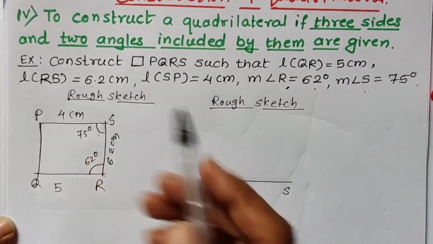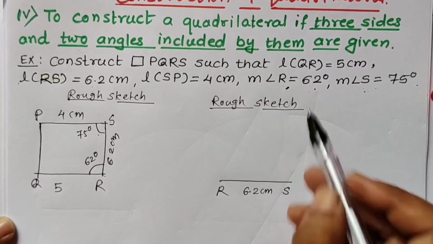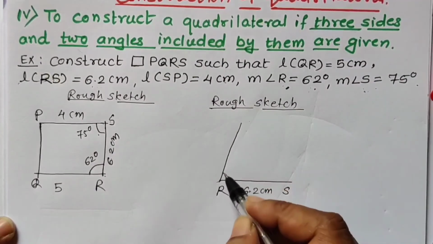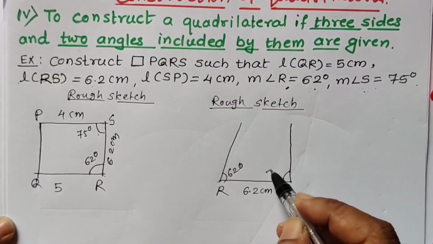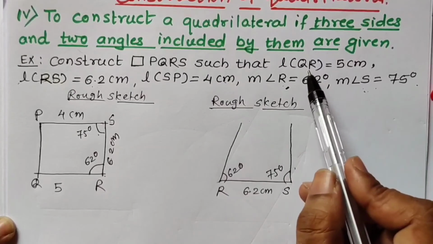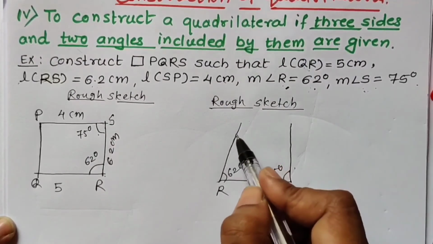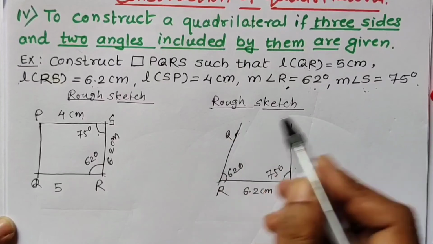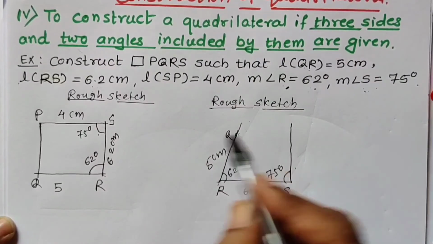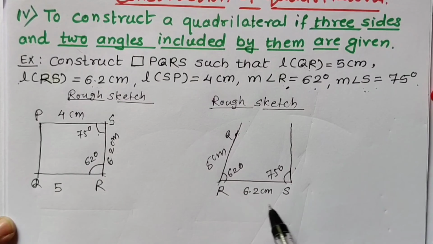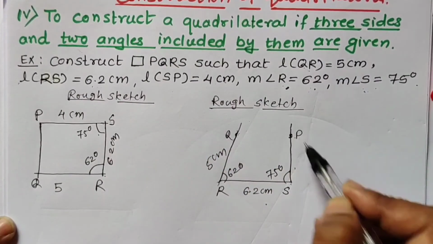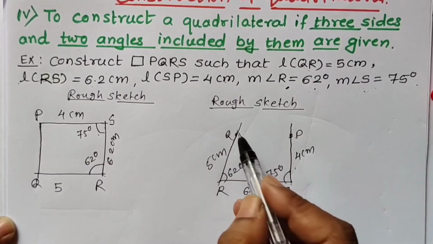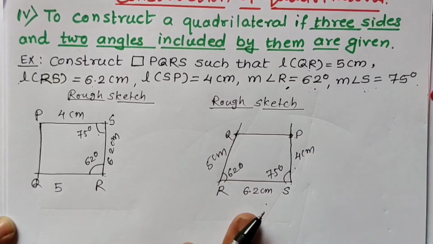So RS is the base. Where is RS? RS is 6.2. Then angle R is 62. Angle S is 75. Then QR, RQ and QR, same thing, 5 centimeter. RS is 6.2 we have written. SP or PS, one and the same thing, 4 centimeter, and then join QP like this. So see what is given and accordingly draw the rough sketch.